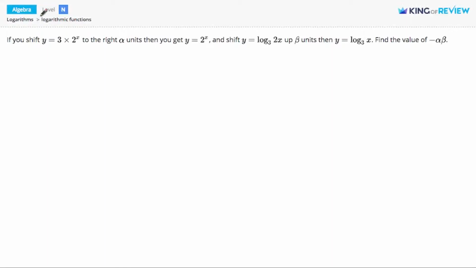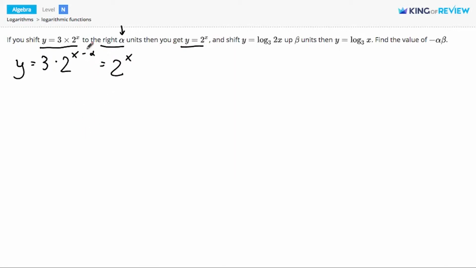In this problem, we're first told that we're shifting this function y equals 3 times 2 to the x to the right alpha units. When we shift functions to the right, that means we're subtracting a certain number, in this case alpha, inside the function, meaning where the x is. So if we want to shift this function to the right alpha units, the function becomes 3 times 2 to the x minus alpha. And we know that when we do that, we should get y equals 2 to the x. So let's simplify things a little bit.